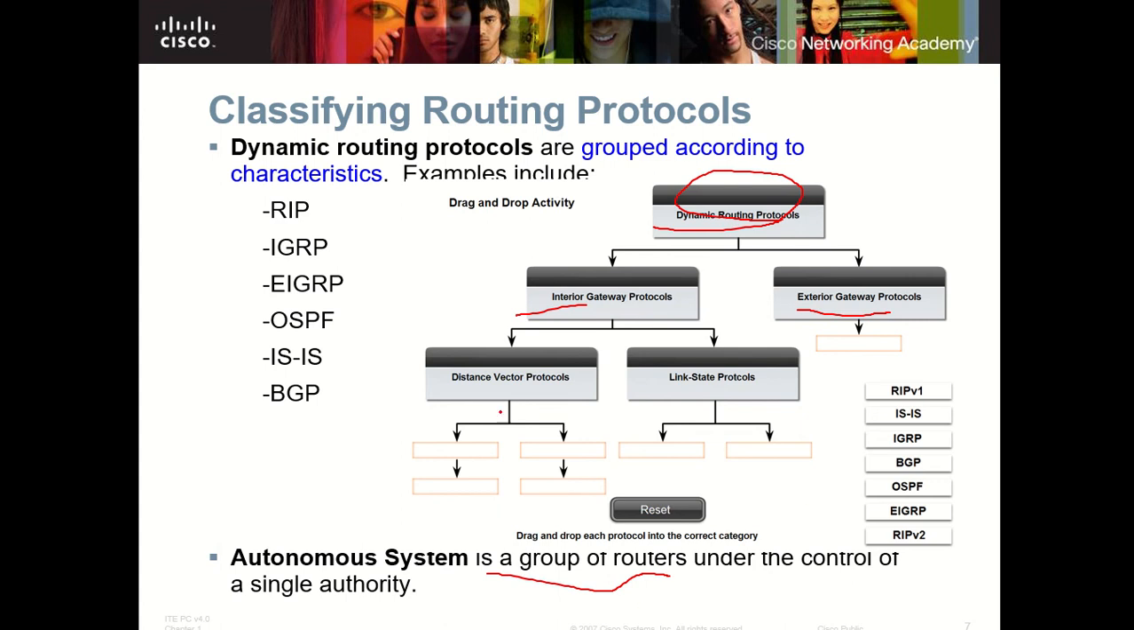Now, let's identify which dynamic routing protocols belong to the interior gateway protocol. Based on this map, you can see that there is only one exterior gateway protocol, which we identify as BGP. BGP stands for border gateway protocol. From the word border, it is the only protocol we use in the exterior part of our network. Alright?